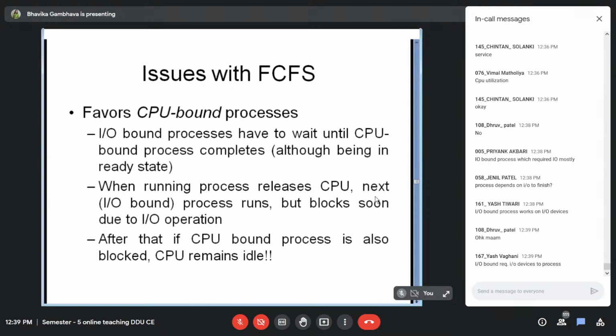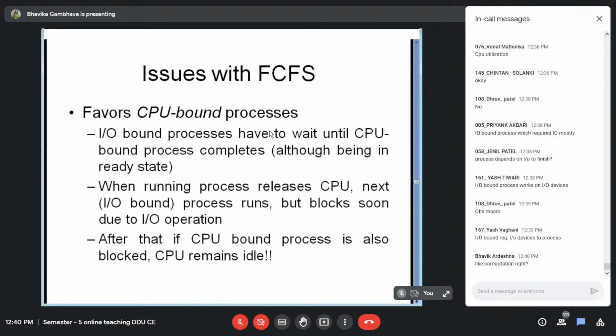Now, if you are going for any deep learning or machine learning algorithm where you are training on data, at that time, for a very long time, your CPU will be busy with that. So that type of process we can say is a CPU bound process. If the process is spending maximum time on the CPU processing the data, then that is a CPU bound process. And if any process is spending maximum time interacting with input or output or both, then that is an IO bound process.